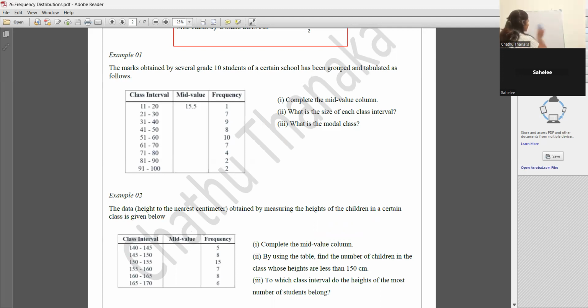First we have to make a table. Now we have to construct a table. There you have to first include as the first column, you have to include the class interval. Okay. Here is class interval, first column.